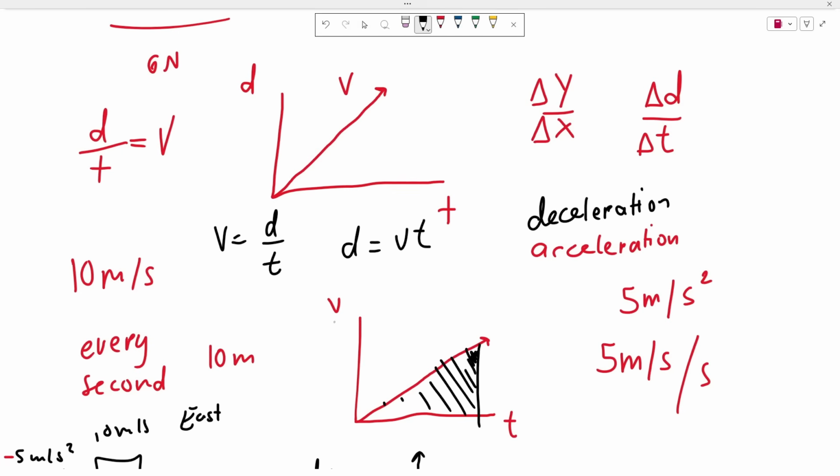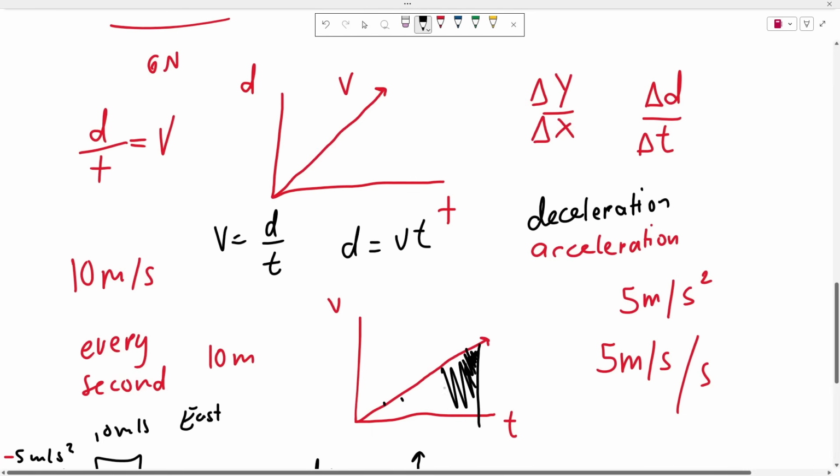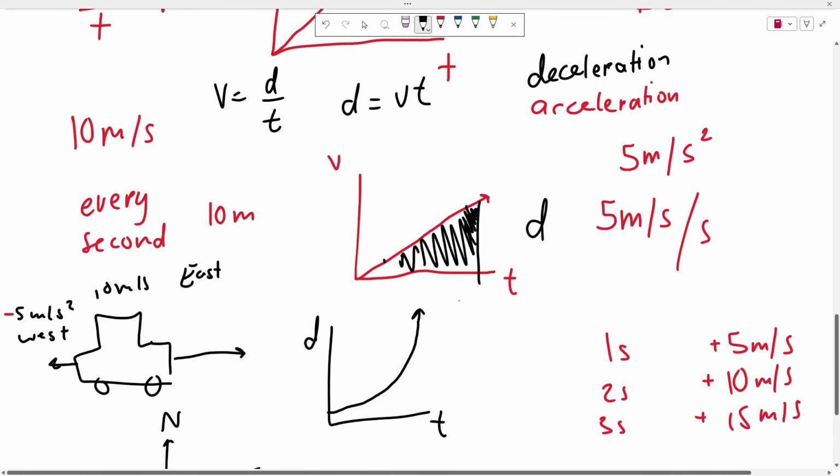If you look at this graph right here, I have my y, which is my velocity, and my time, which is my x. So if I multiply my y and my x together, aka finding the area underneath this slope, that's going to give me my displacement or my distance, which is d. Okay? So in this case, that should make sense, right?